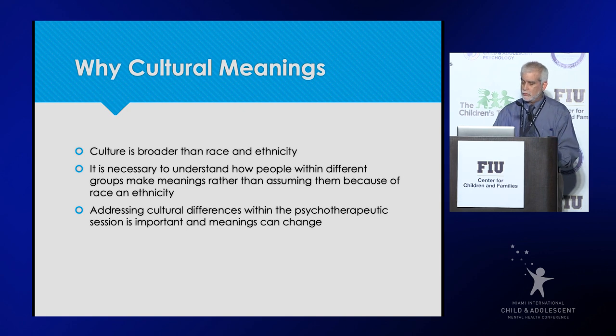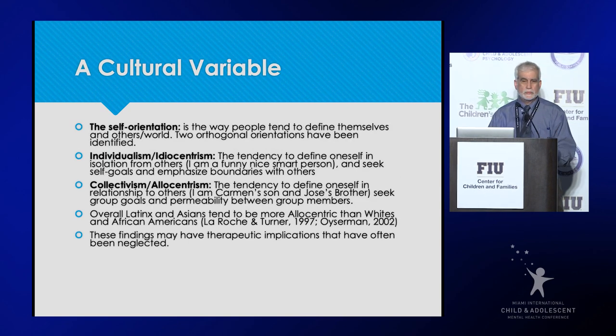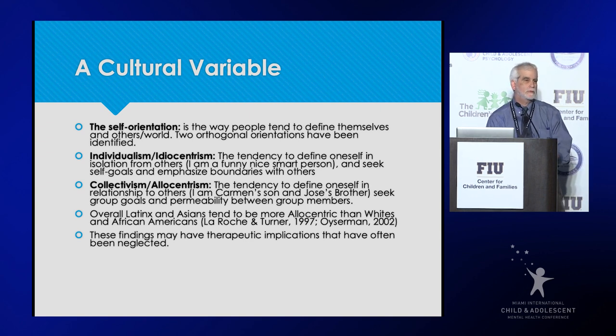So I'm asking you to ask people how they make sense of their culture, how we understand it. And I'm going to give you one of the most important meanings that people make, which is self-orientation. Self-orientation is the most studied cultural variable ever. In the cultural literature, for example, in the Journal of Cultural Psychology, 25% of all research includes, in one way or the other, self-orientation, which is the way in which we make sense of ourselves and the world.